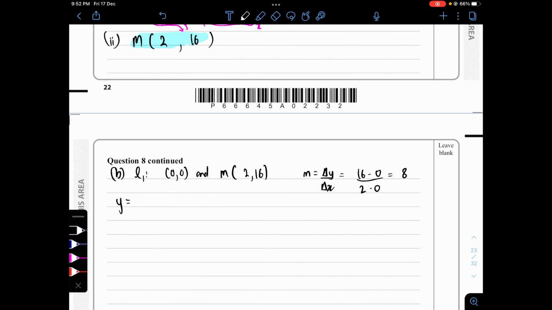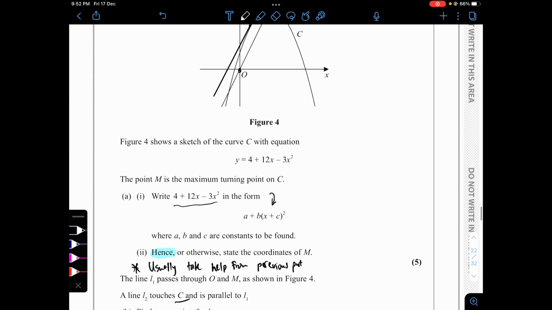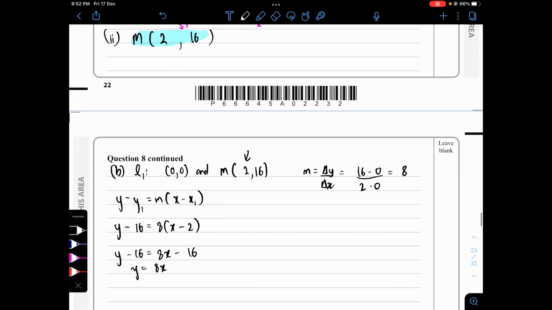And then y minus y1 equals m(x minus x1). So let's say we use these coordinates, because 0, 0 is not helpful. So y minus 16 equals 8(x minus 2), that is y minus 16 equals 8x minus 16. So y equals, the 16 cancels out, so we get 8x. And that's consistent because you can see that the intercept is 0, 0. So our line L1 is y equals 8x. I'm going to box this, so remember.